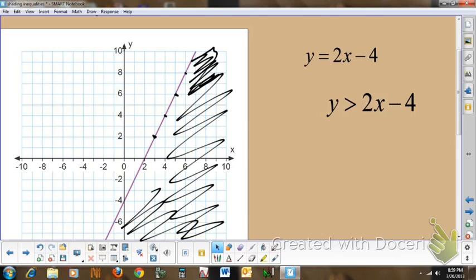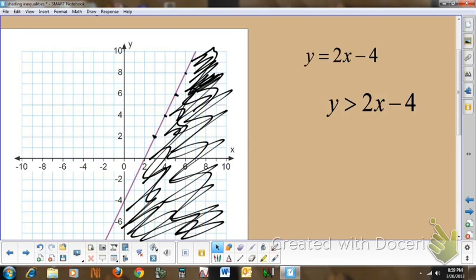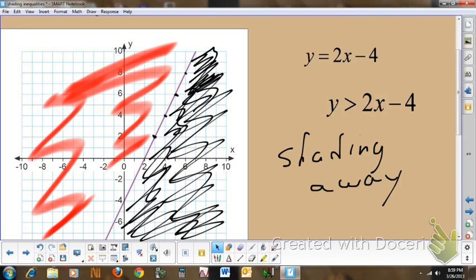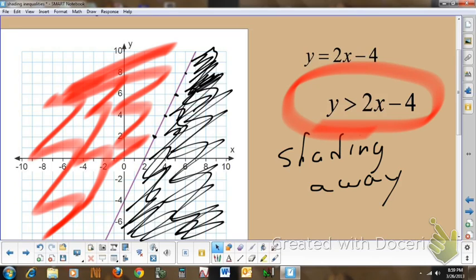I shade. I shade this area here. This is called shading away. And what I'm left with, when I'm done by shading away, is the area that is the solution to the problem. Everything up in here in the red is a solution to this inequality. All these points above that line will make true that y is greater than 2x minus 4.